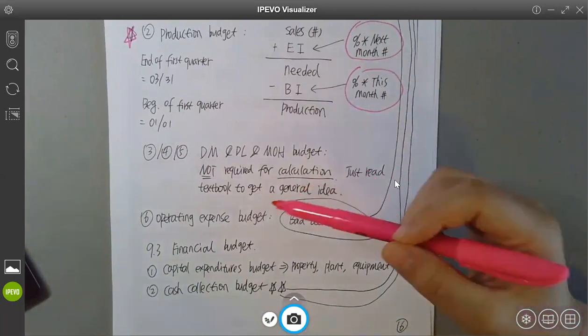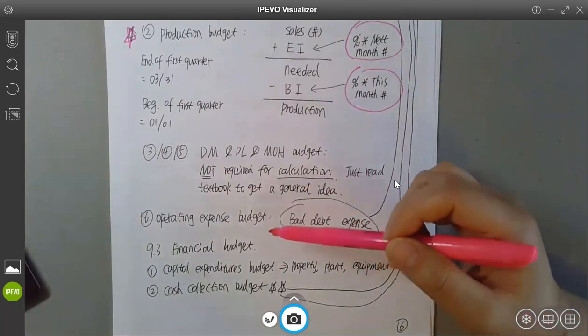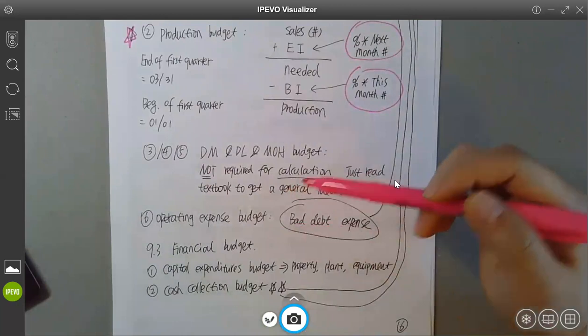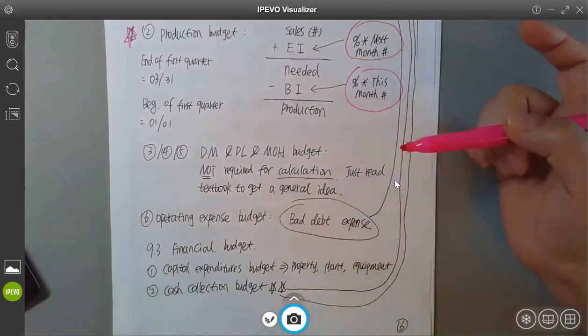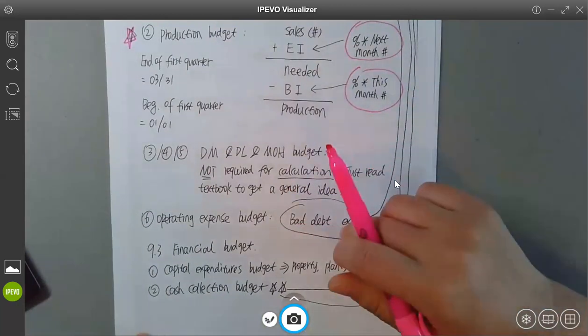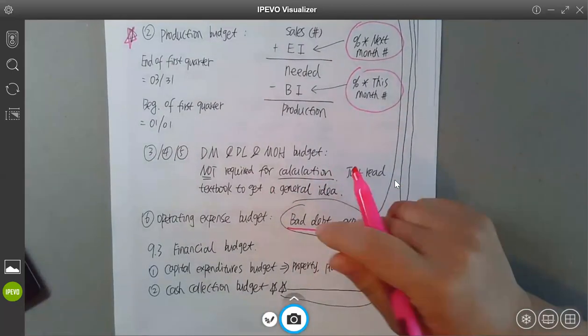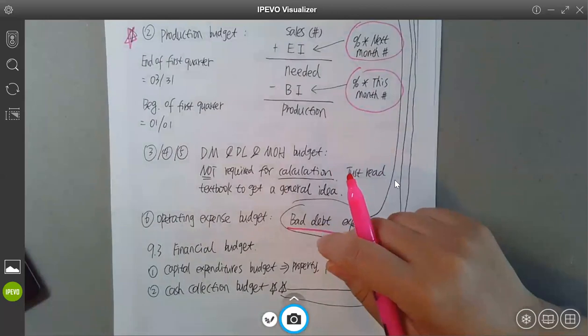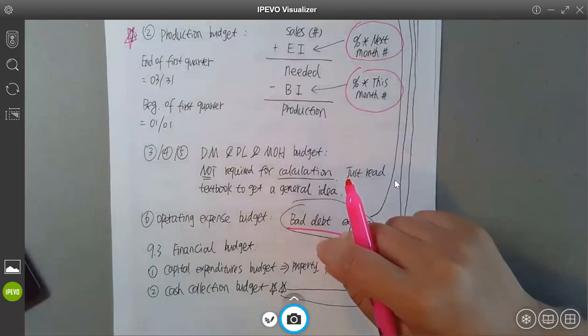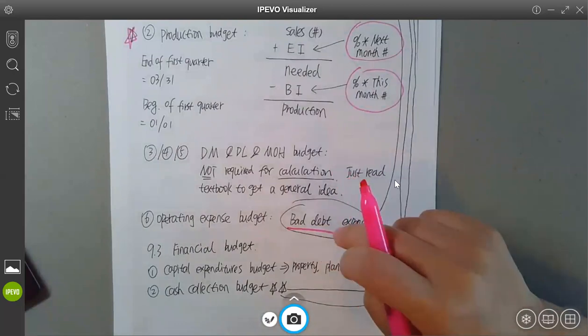Next one, we said operating expense, right? Like CEO salary, salesman. But there is one thing related to our credit sales. We call it the bad debt expense. If you have learned financial accounting, you should know this. This is the money you cannot collect from the credit sales.